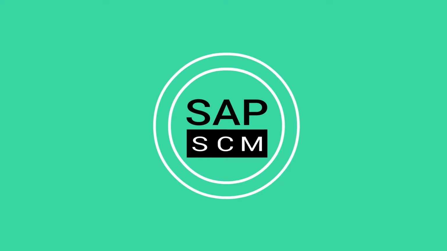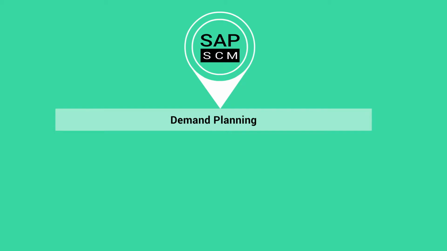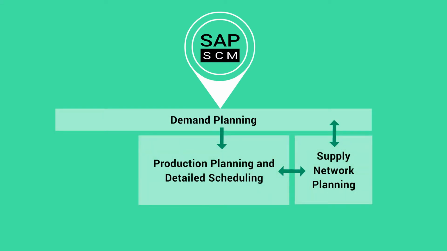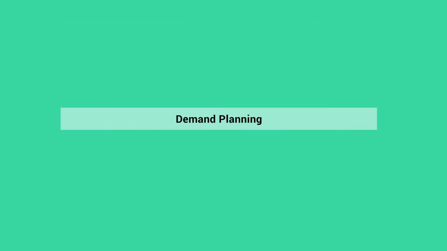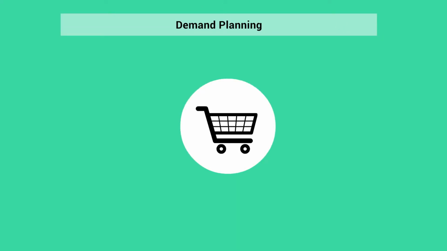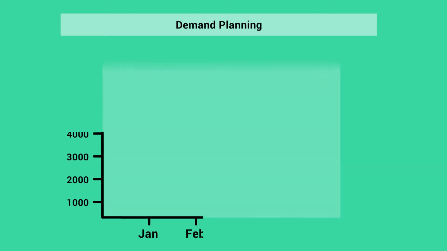Well, the modules in SAP SCM that help in your planning are Demand Planning, Supply Network Planning, or SNP, Production Planning and Detailed Scheduling, or PPDS, Global Available to Promise, or GATP. What are the functions of these modules? Demand planning is the process of creating an accurate forecast for a company. The right forecasting technique can generate the most accurate demand plan.